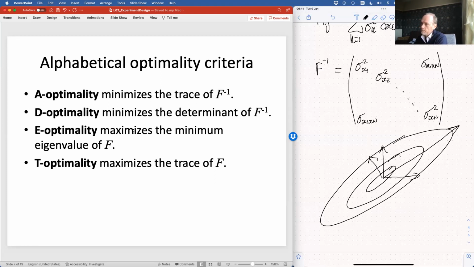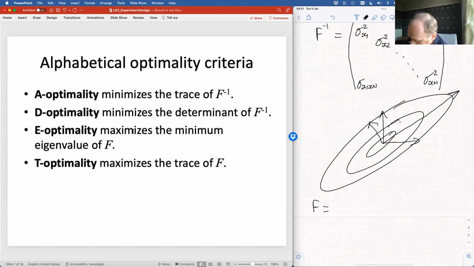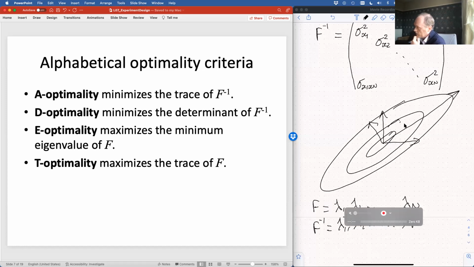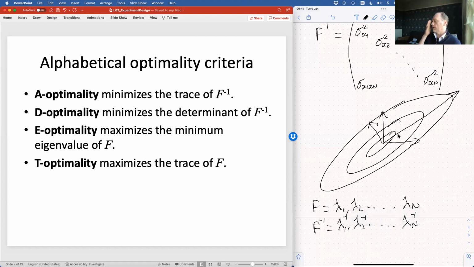E optimality maximizes the minimum eigenvalue of F. Well, if F has eigenvalues, let's say lambda 1, lambda 2, up to lambda n, then the inverse has the reciprocal eigenvalues. So if we take the minimum eigenvalue of F, that's going to correspond to the maximum eigenvalue of the inverse of F. So that's the length of the major axis of the ellipsoids corresponding to this covariance matrix. Basically it's trying to squash the direction of largest variance, the variance of the linear combination of all of those parameters that has the largest variance, down as small as possible. So that also makes sense.